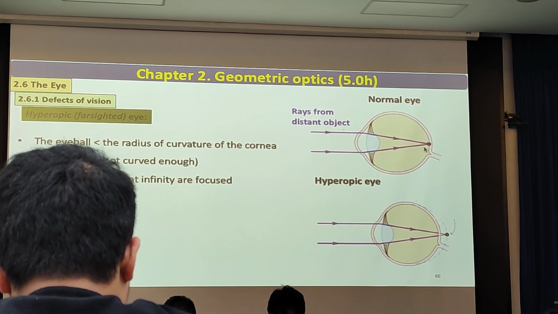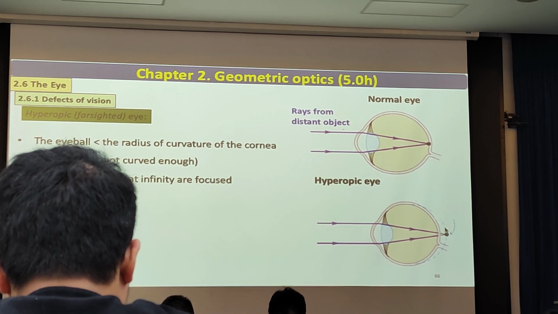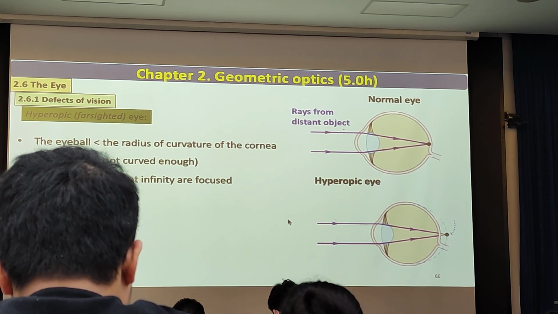However, for this, we see the image of the distant object is formed after or behind. So in this case, the eyeball is smaller than the radius of curvature of the cornea. Or we say the cornea is not curved enough.